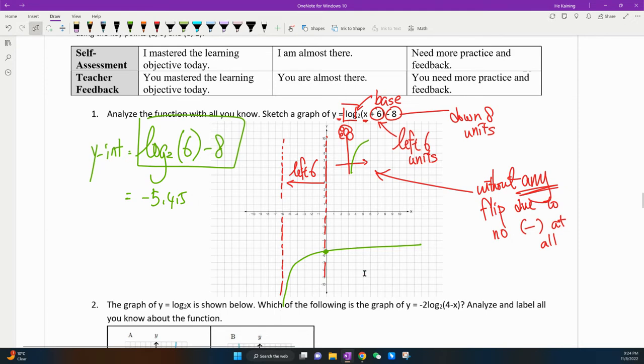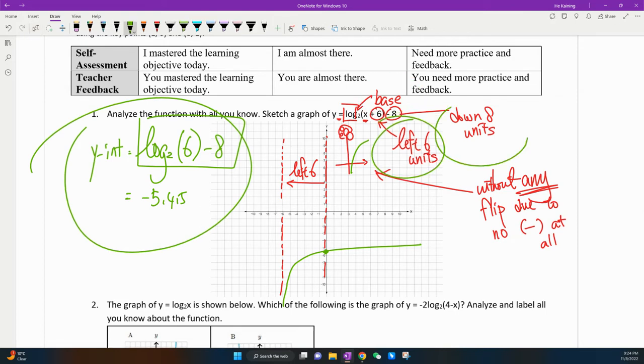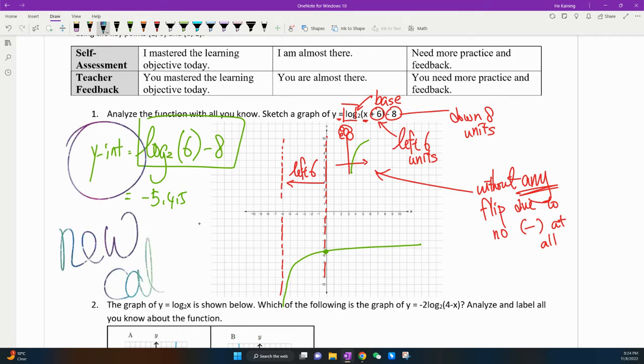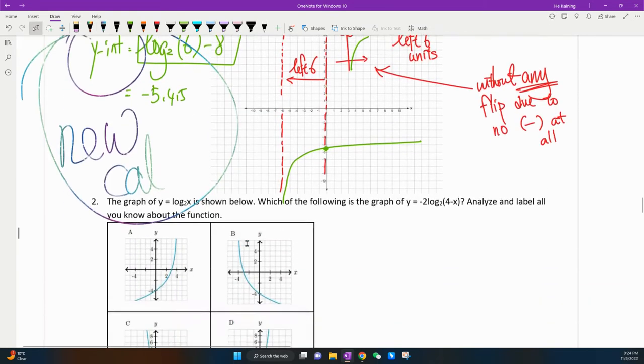Again, before I move on, I'm going to tell you again: find the y-intercept, find all the base and all the shifting, and then check whether there is any flipping upside down or left side right. And then make sure that you label the new asymptote because the asymptote shifts with you. And then for the y-intercept, you need a new calculation. So let me write it in another color. Y-intercept, new calculation for y-intercept. All good? Okay.